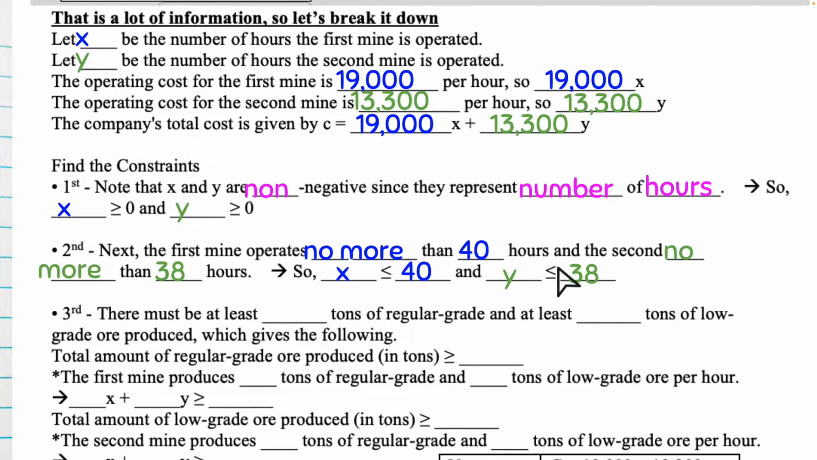Then there's a third constraint. There must be at least 420 tons of regular grade ore and at least 540 tons of low grade ore, which gives the following. We have a total amount of ore at 420. The first mine produces 6 tons of regular grade ore and 18 tons of low grade ore per hour. So we're going to write this into a constraint here. We're going to have 6x plus 18y has to be greater than or equal to 420. And then we're going to scooch up a little bit again. So there's that piece I just scooched up.